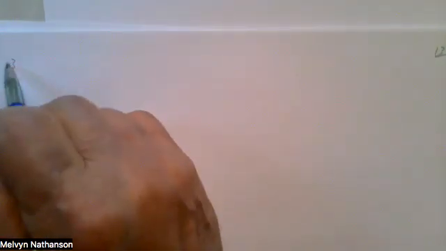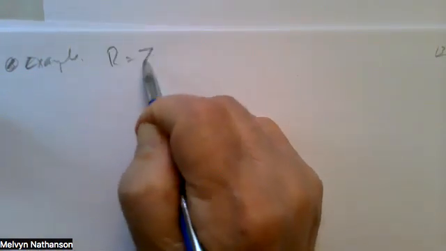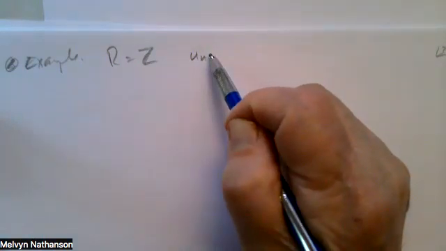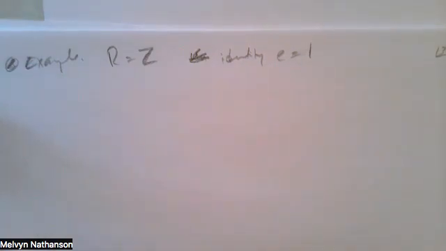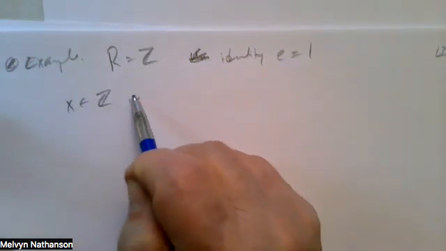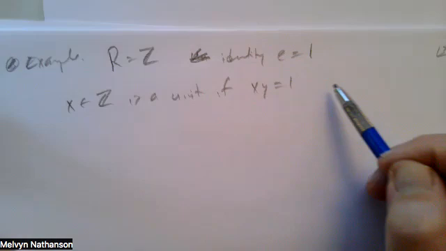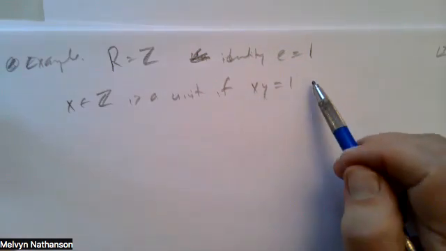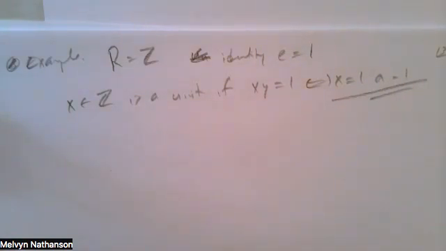So for example, if you take the ring of integers, the identity is just the number 1, right? 1 times anything is whatever. What are the units? X in Z is a unit if there's a Y in Z such that XY equals 1. And you can solve this equation in the integers if and only if X equals 1 or minus 1. So these are the only units in the integers.